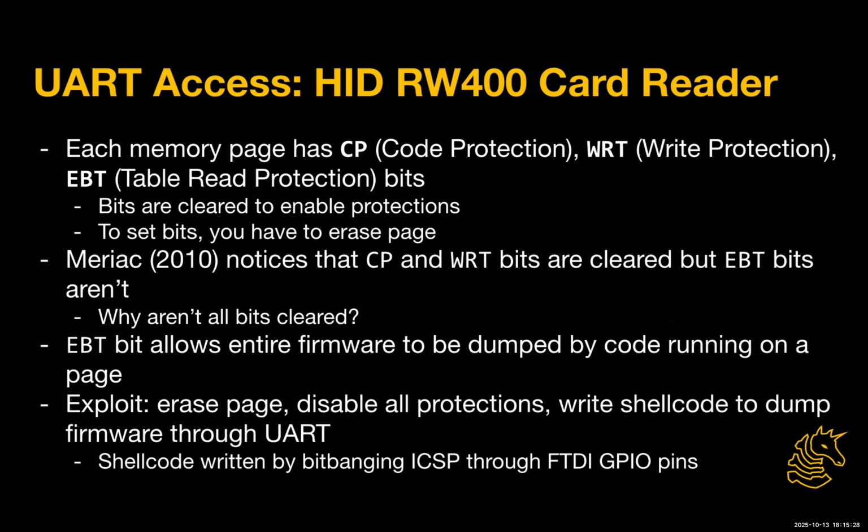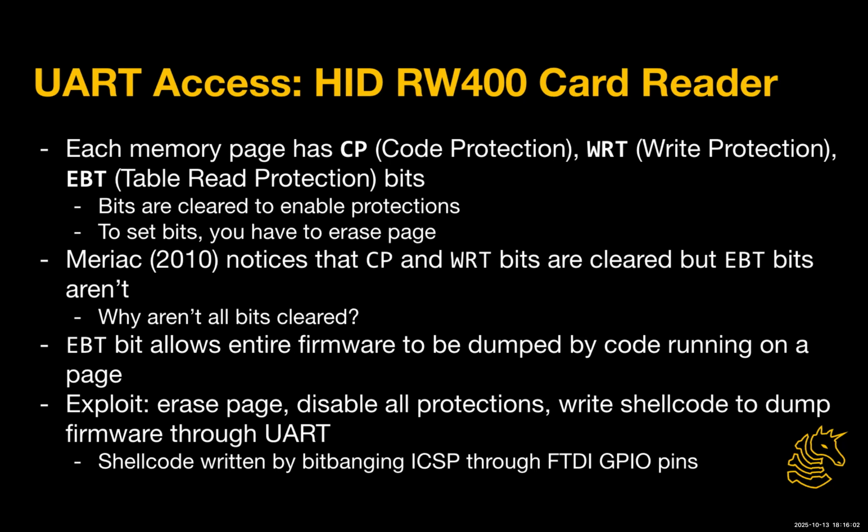So for the exploit, you have to erase one page and disable all protection, so you can read, write, and execute there. You use a debugger to write shellcode over ICSP, and then you run that shellcode. So the shellcode needs to dump firmware from the other pages. Yes. So how is it able to read those other pages if the code protection of it is off? That seems weird, you won't be able to read.